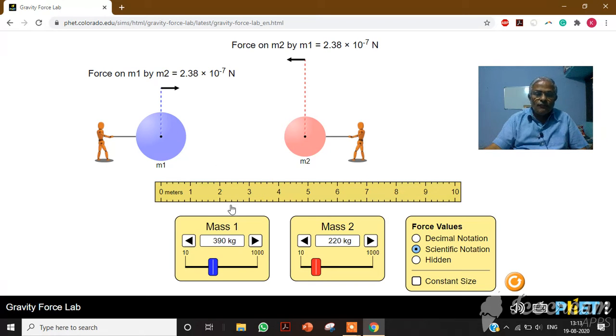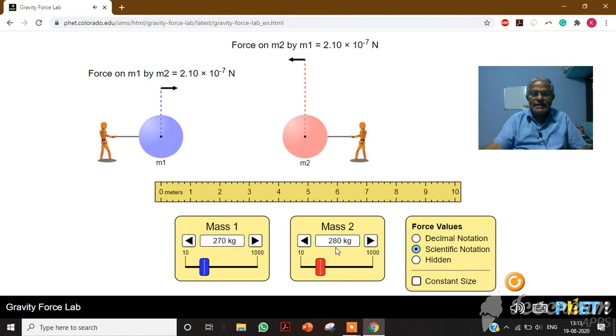You observe, firstly we are keeping the masses constant. See, now I am selecting other values. Mass 1 is 270 kgs and mass 2 is 280 kgs. Now, the force of attraction when they are at a distance of 5 meters is 2.10 × 10^-7 newtons. Now, you remember this value.